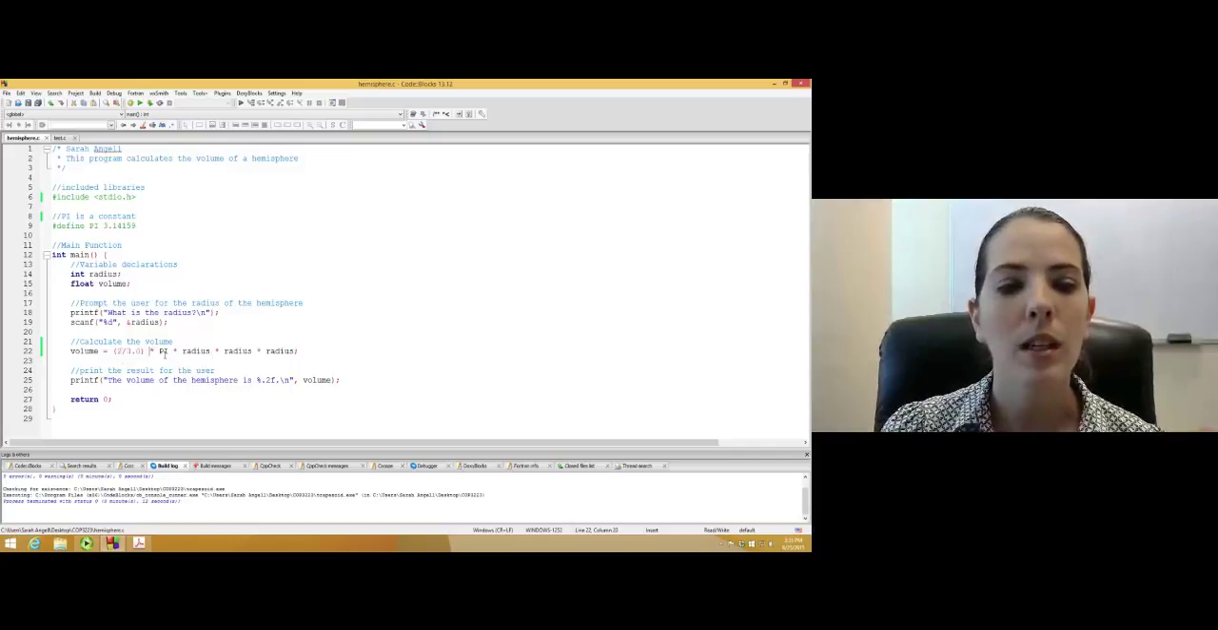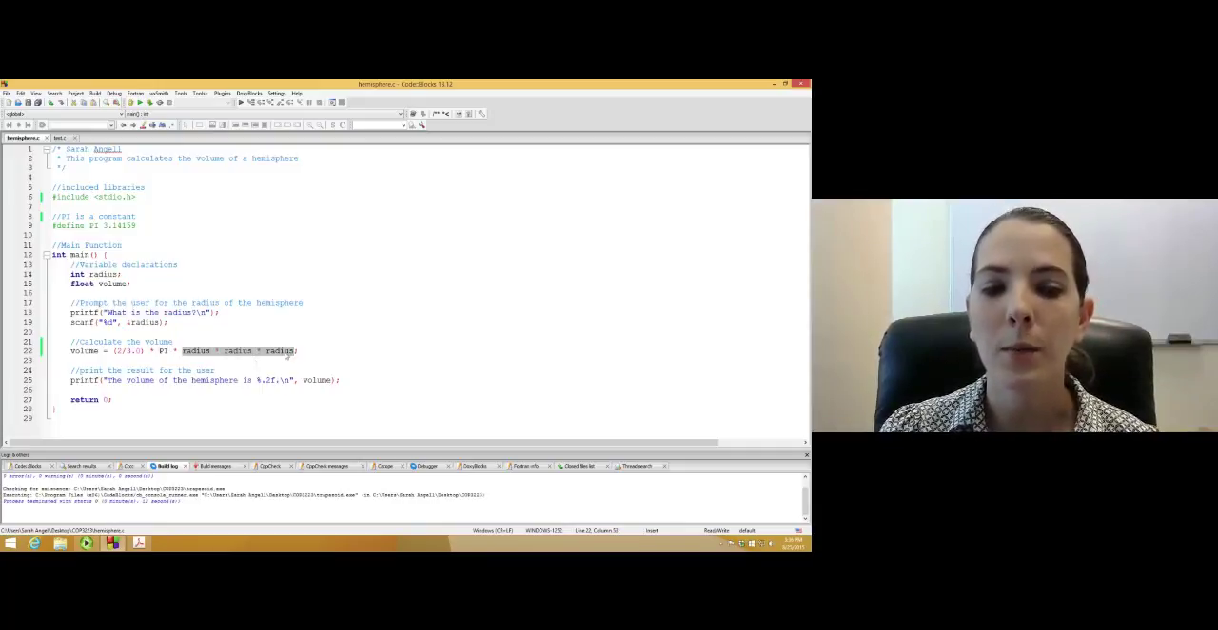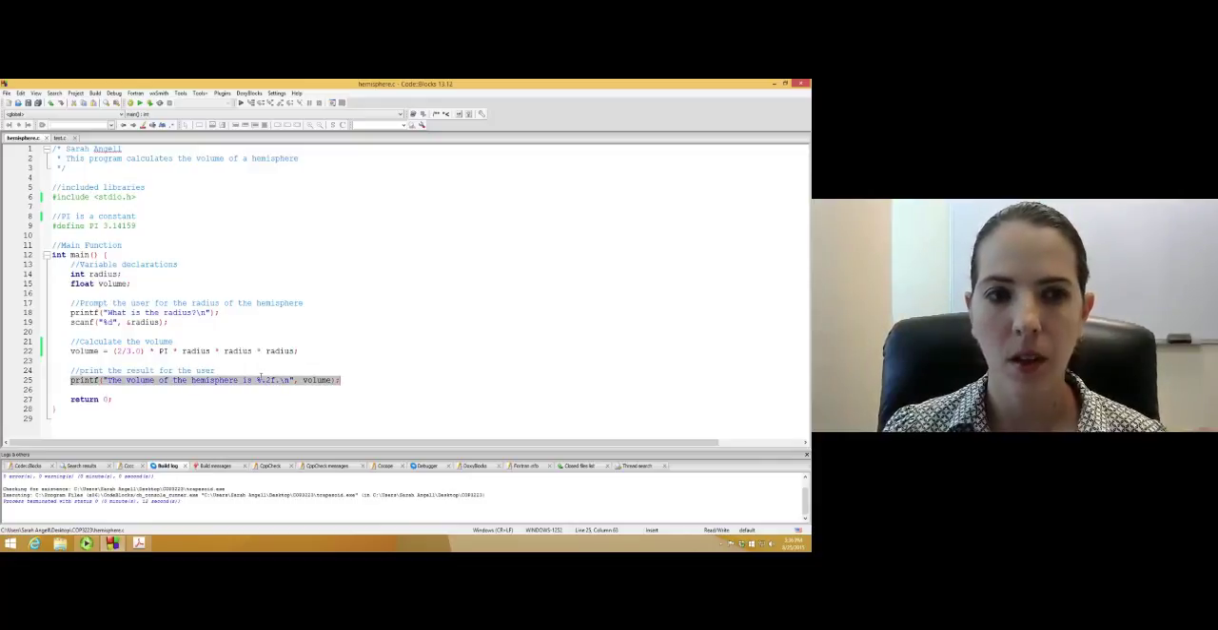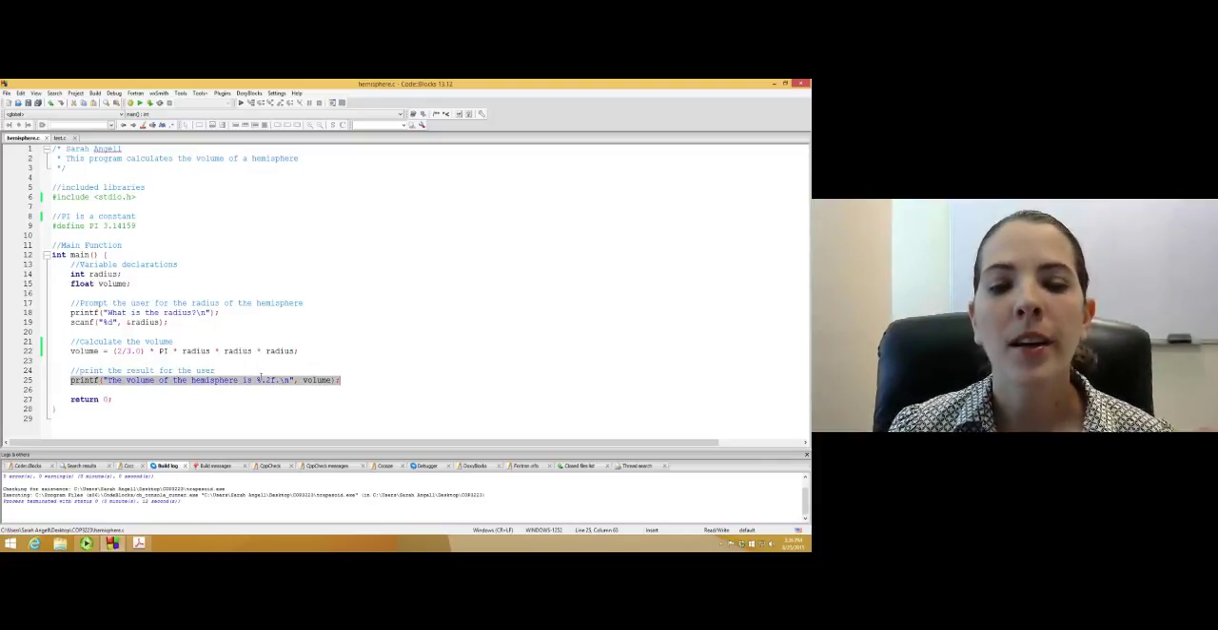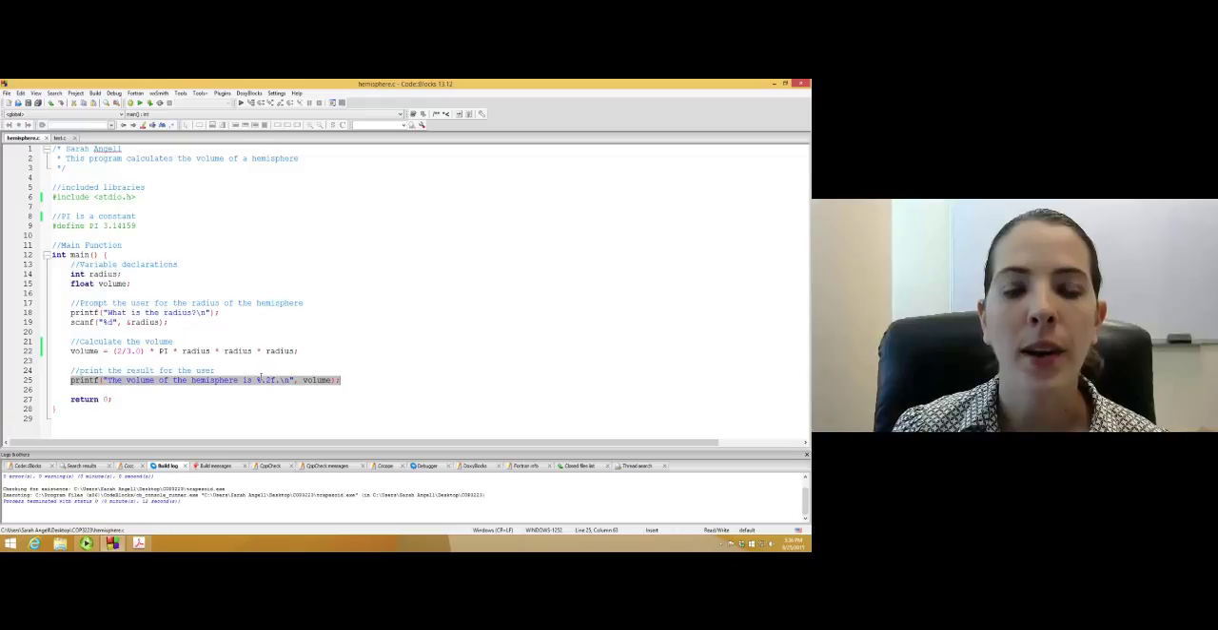So 2/3 times our constant pi times radius cubed, doing radius times radius times radius, gives us our answer, which we then printed to 2 decimal places so that the user could see that result. Now r cubed is not too hard to implement this way. We take radius and we multiply it by itself 3 times.